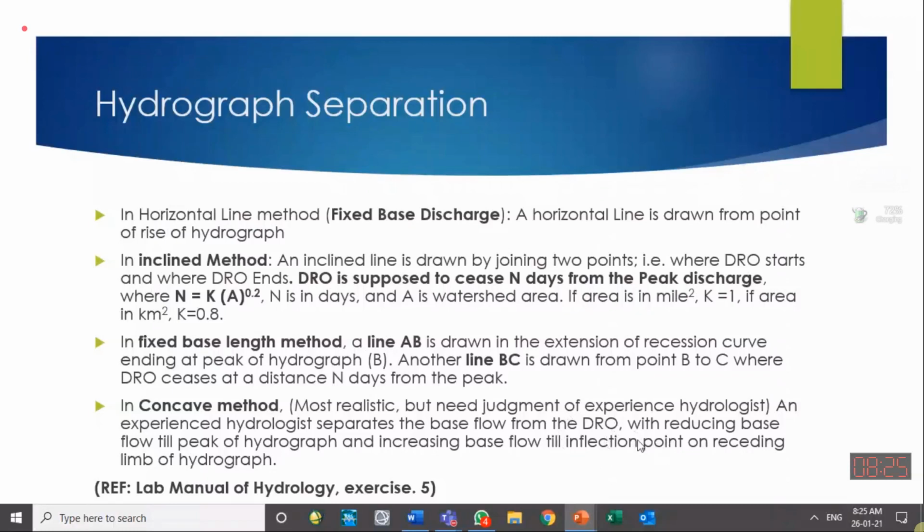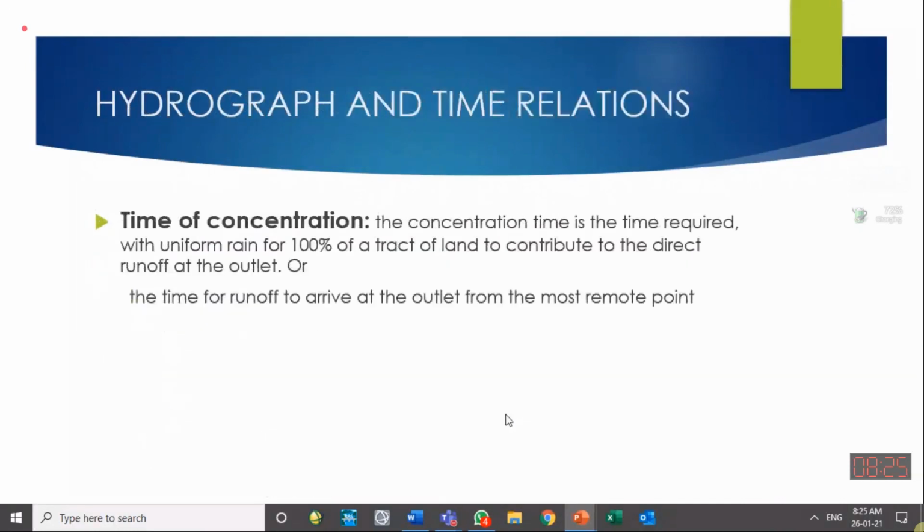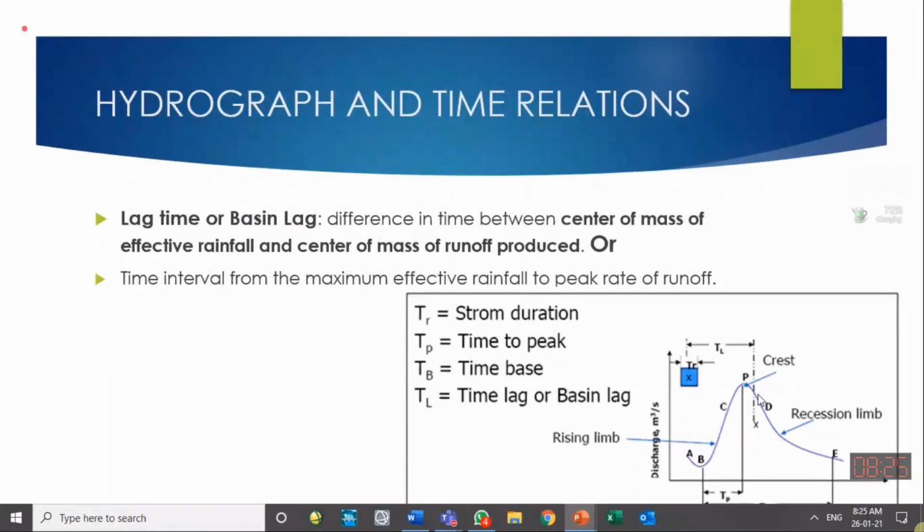The point of inflection we select is where the hydrograph changes its curvature. So over here it is convex up. You see this hydrograph is convex on the upper side. Over here the hydrograph is convex on the lower side, or concave on the upper side. So there will be a point of inflection where the curvature changes from concave to convex or convex to concave. So that point of inflection will be selected by the hydrologist.